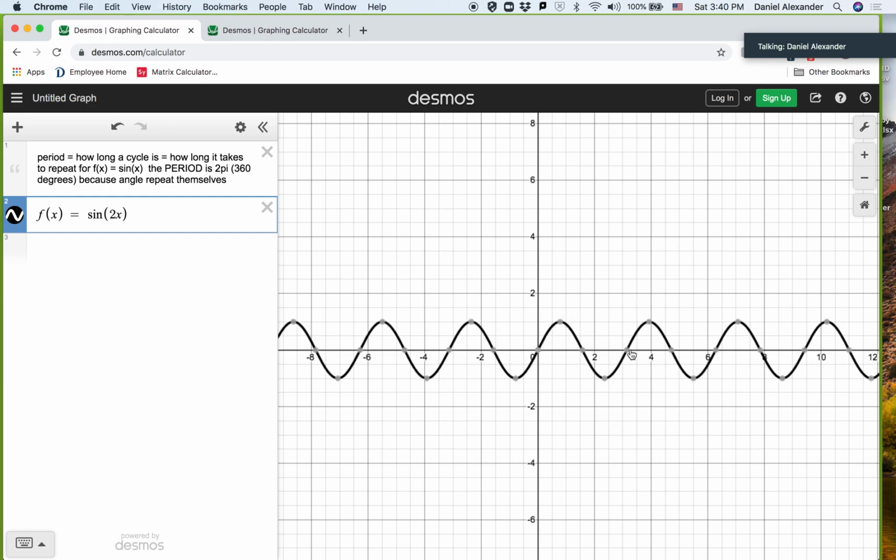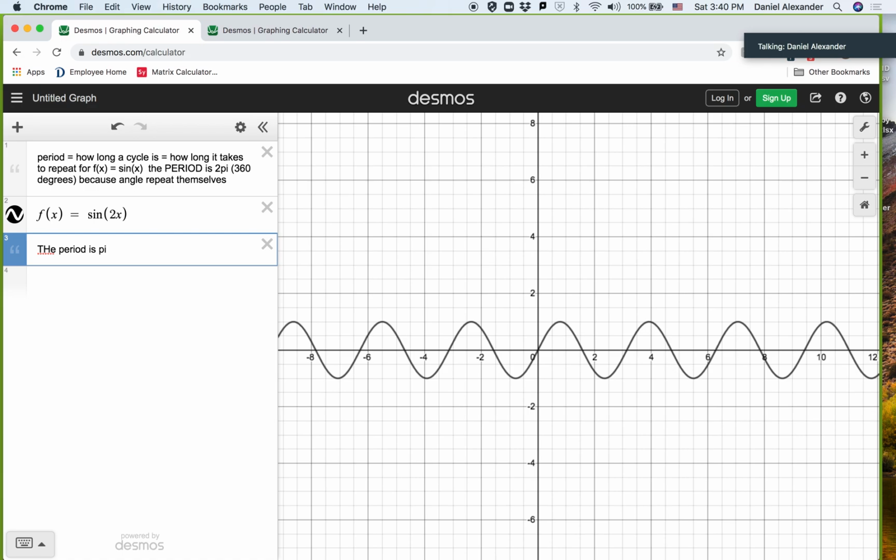Minus 1, 1, back to 0 again. If that's one full cycle, it's pi. Notice things happen twice as fast. So we go through the angles twice as fast. So again here, the period is going to be not 2 pi, but pi.